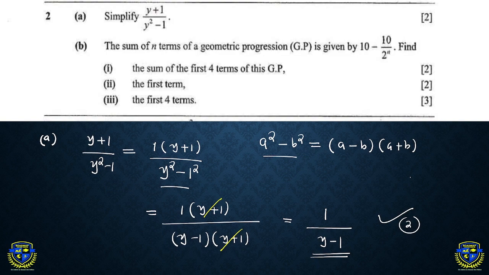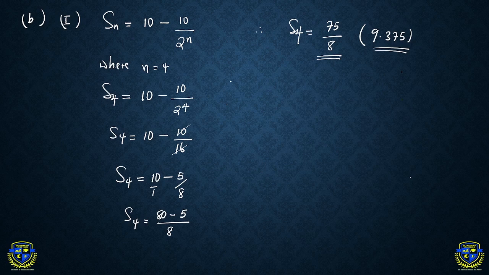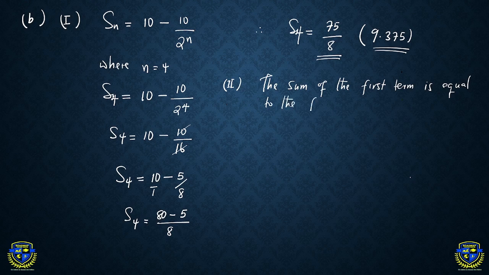Next question, they are saying the first term. Okay, now I want you to take note of something. Since we have been given the formula there for the sum, take note that the sum of the first term is equal to the first term, because the term is just alone. So that number itself is going to be the sum of the first term.